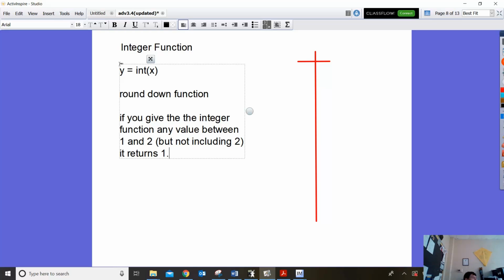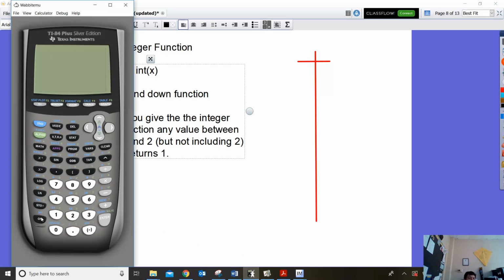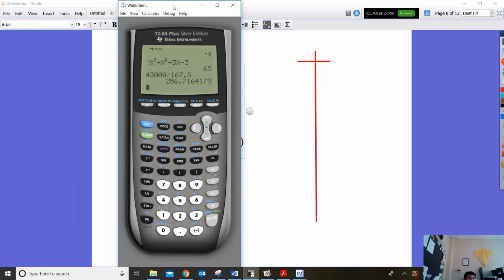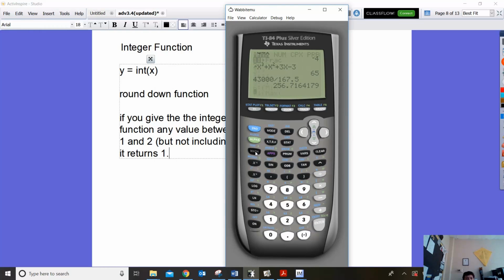I know I made mention of the number 2 there. Anything between 1 and 2, but not including 2, means like 1 to 1.9999999, all the way up to 2. It's on your calculator too. Although it's been years since I've looked at it. I want to say it's under math. It is. All it does is it keeps the integer part of a number. It is on your calculator.